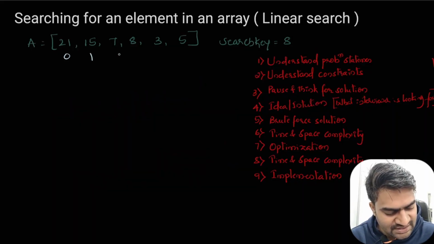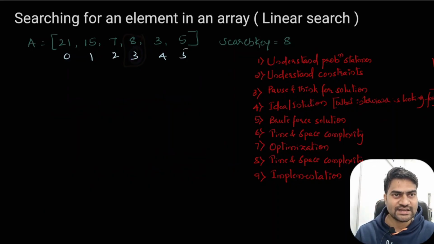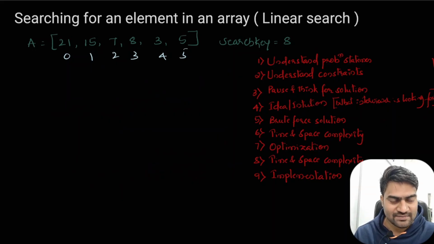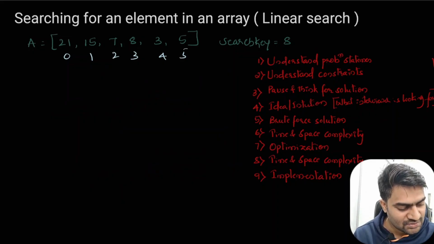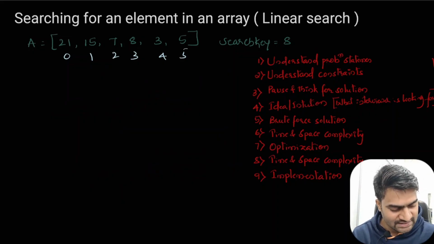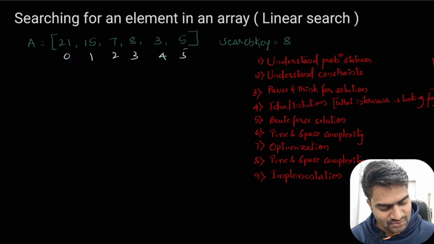The indexes are something like this. Once we find the number, we can return its index 3. For that, we need to iterate through the array, and compare each element with our search key. If we want to do that, let us look into the pseudo code for this one.